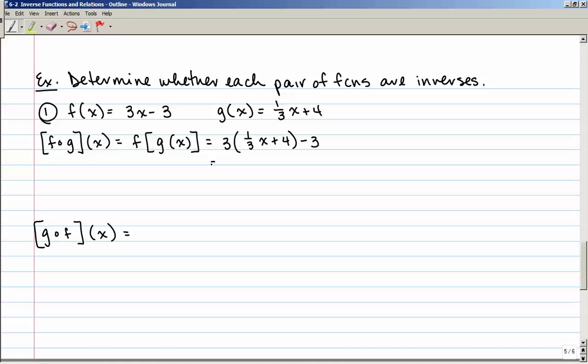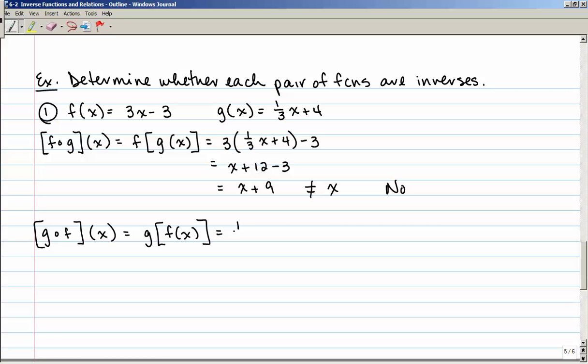Let's clean that up a little bit. Distributing, I have x plus 12 minus 3, which is equal to x plus 9. Oh, that is not equal to x. That has to equal x, so no, these are not going to be inverses of each other. Just to check, I'm going to go ahead and do the second one. It's good practice. So I need g of f of x.